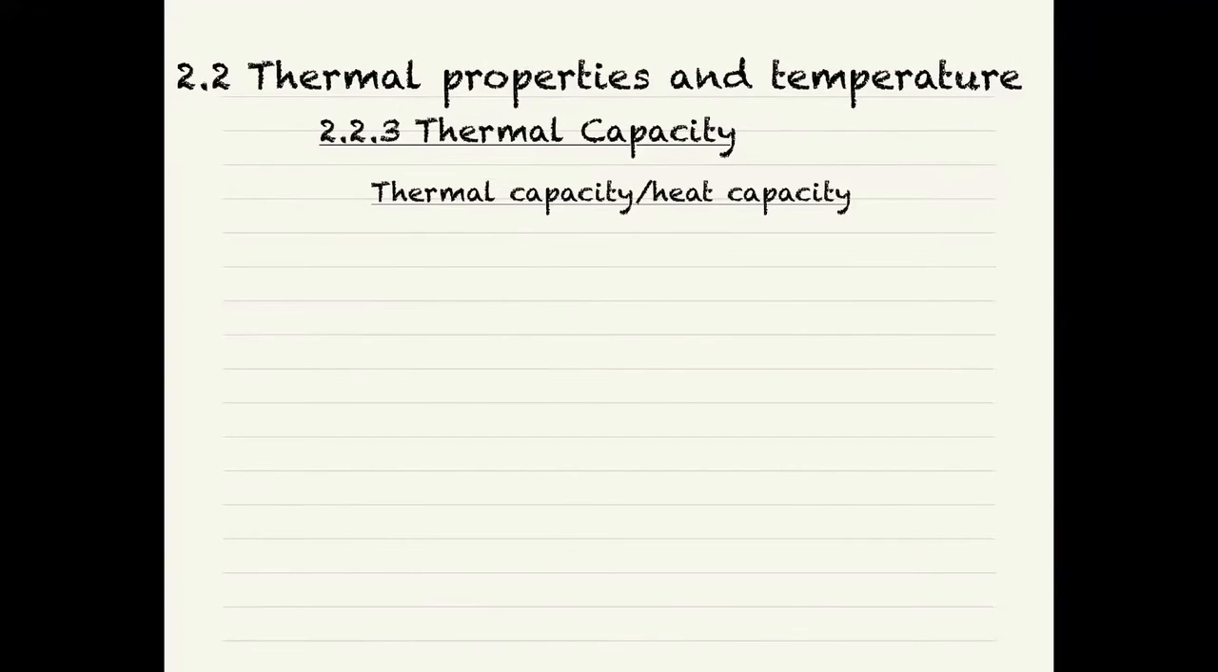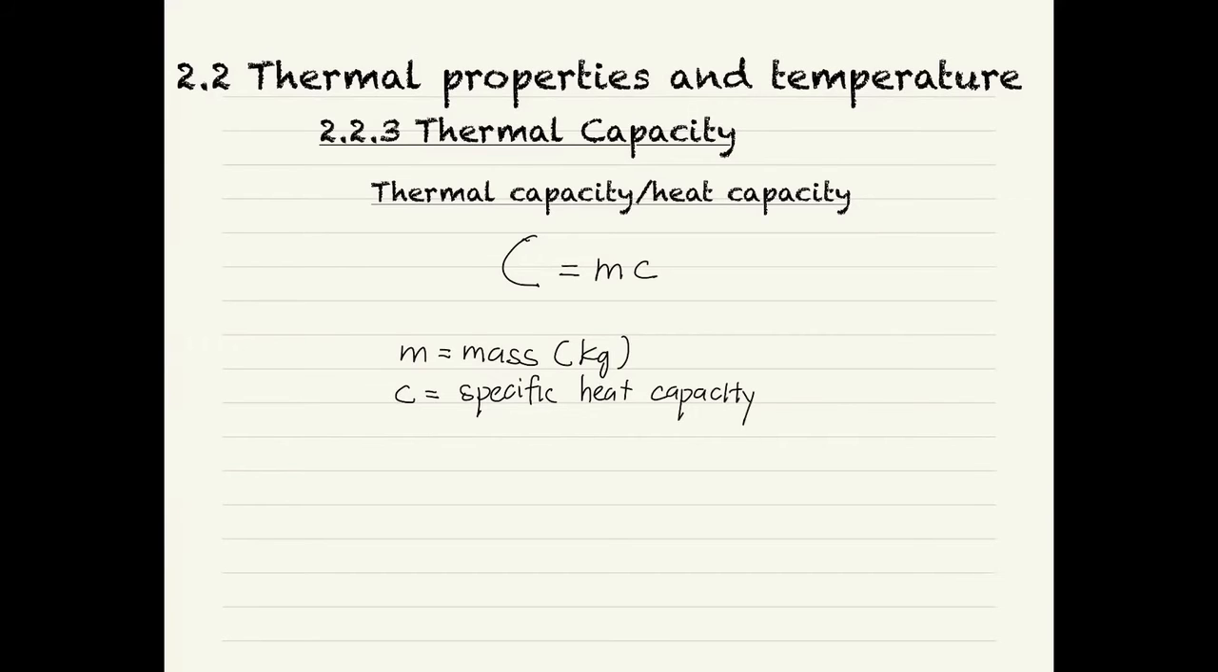Thermal capacity, the formula is capital C equals mc. m is mass, unit is kg. c is specific heat capacity. Unit is J per kg degrees Celsius. Capital C is heat capacity. Unit is Joule per degrees Celsius.